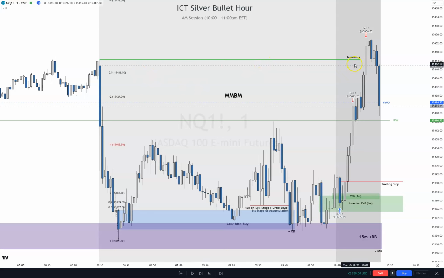How did we get our terminus? Where did we get our target? Well, we took a projection, a manipulation leg projection here, standard deviations of 2.5 for NQ, and it was kind of close to our 8:30 line opening price and our terminus, which is this high here. So we just went with the terminus, and right here we actually hit our target. All right, so there's your silver bullet for NQ on Thursday, October 12th.